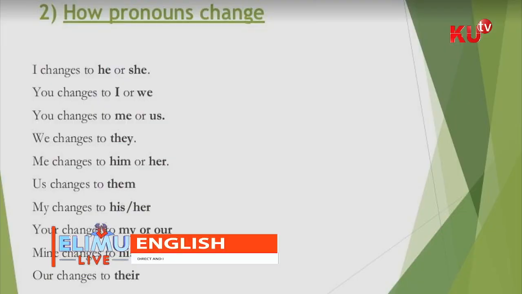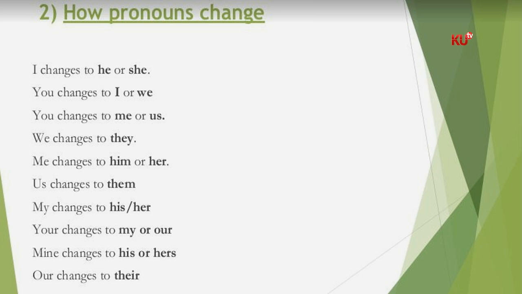The next pronoun that changes is us. An example, bring that book to us, or bring that pencil to us. When we change from direct to reported speech or to indirect speech, us changes to them. Us changes to them.